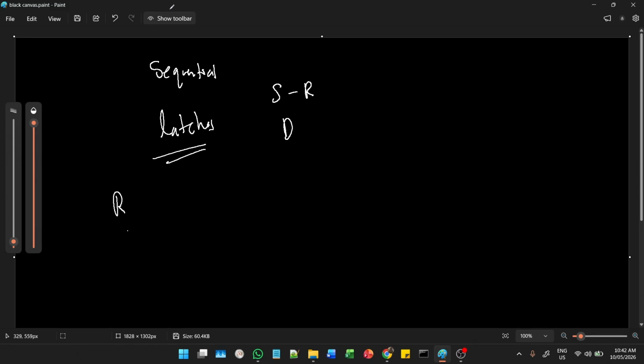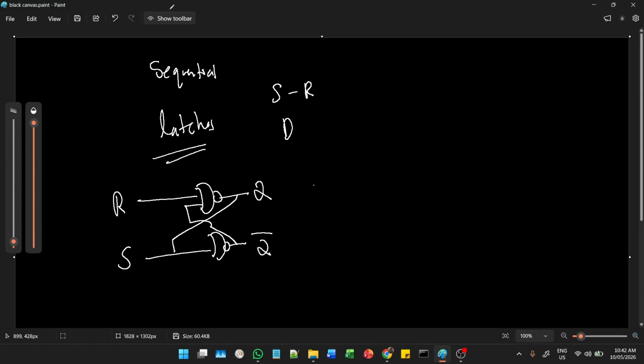So an SR latch, S stands for set and R stands for reset. So both of them go through a NOR gate, right? So it goes like this, connects to here, right? This is gonna give us a Q, and this is gonna give us a Q dash. So the table is like this.